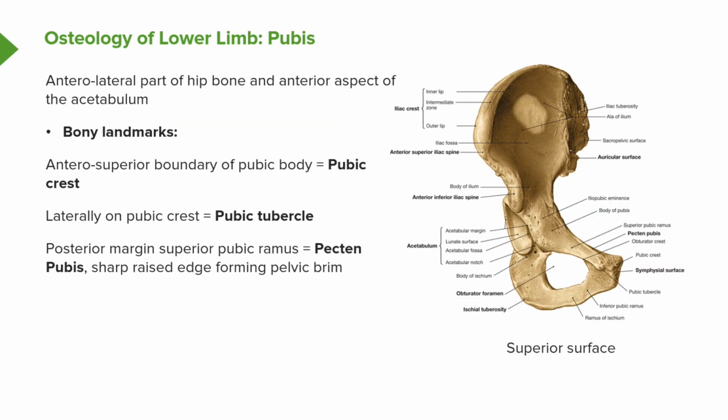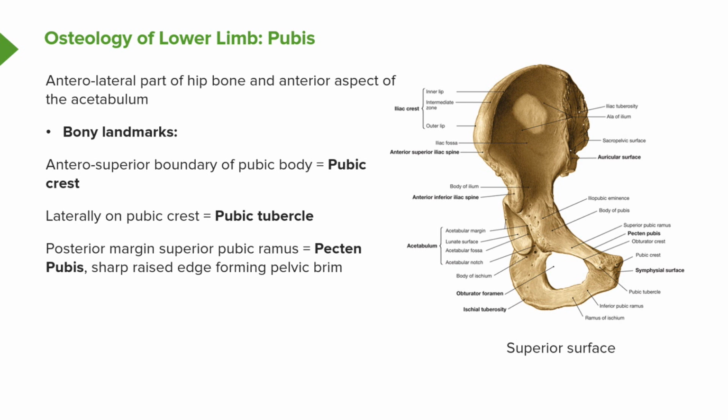If we look at some bony landmarks on the pubis, then on the antero-superior border of the pubic body, here we find the pubic crest. And here we find this pubic crest located just here. Laterally on the pubic crest, we have the pubic tubercle, and the posterior margin of the superior pubic ramus is known as the pecten pubis, and that is running along in this direction. And this is a sharp raised edge that forms the pelvic brim.